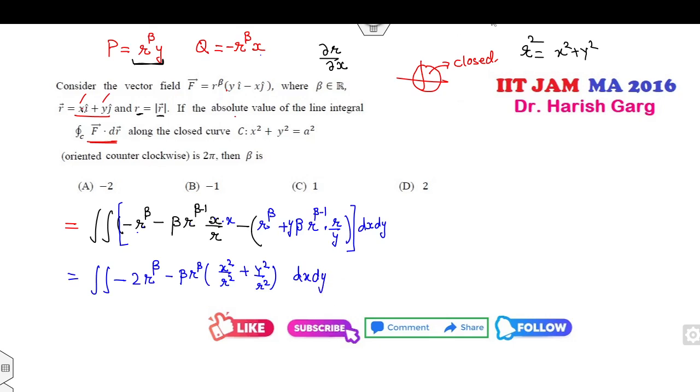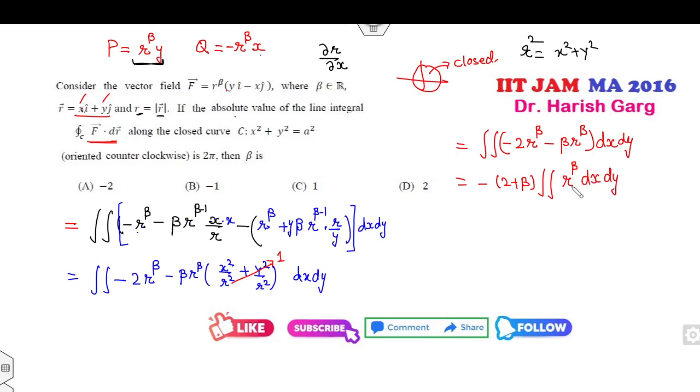Fine. So what is the value of this? This value will be my 1. So your integration becomes double integration minus 2r raised to power beta minus beta into r raised to power beta dx dy. I can take a minus twice 2 plus beta outside, double integration r raised to power beta dx into dy. I can substitute the value of r like this.